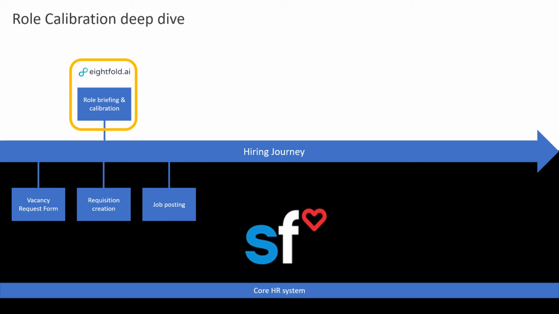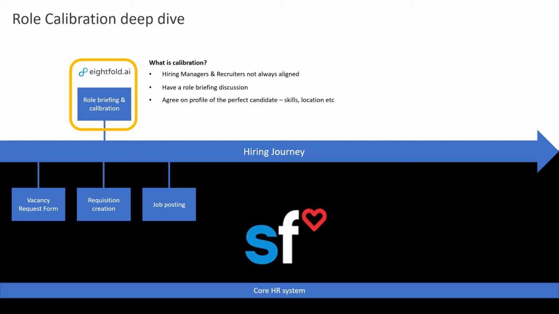Okay, so jumping out of SuccessFactors now and moving into Eightfold, we're going to talk about calibration. So first of all, what is it? Well, at the beginning of the hiring journey, managers and recruiters may not always be on the same page around what the right profile of person is to bring in for a particular role. Now, what happens is recruiters should be having role briefing discussions with hiring managers to discuss what are the skills, what are the capabilities, what is the location going to be for this role, who would be a good role model for this particular position.